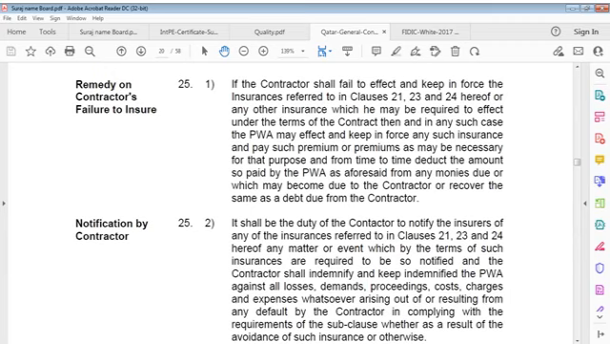Notification by contractor. It shall be the duty of the contractor to notify insurers of whatever insurance is referred to in these clauses, any method or event which by the terms of such insurances is required to be so notified, and the contractor shall indemnify and keep indemnified the client against all losses, demands, proceedings, costs, charges, and expenses whatsoever arising out of or resulting from any default by the contractor in complying with the requirements of this clause, whether as a result of avoidance of such insurance or otherwise.